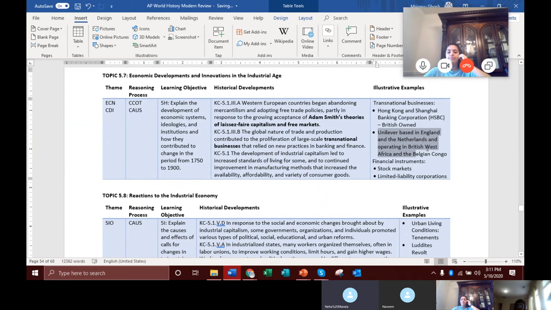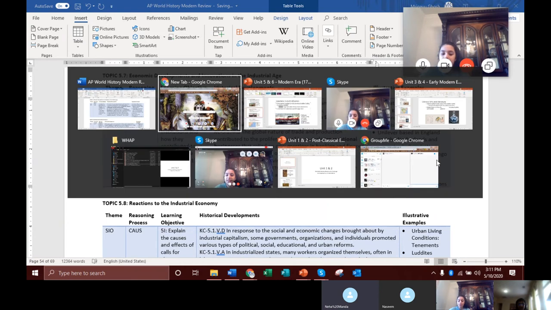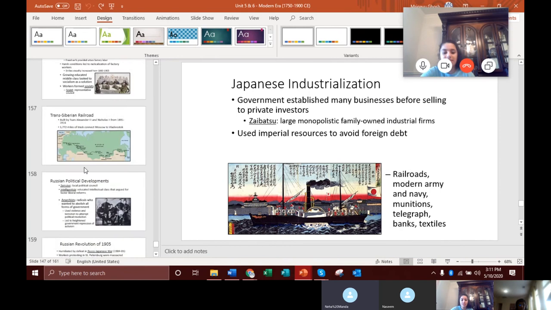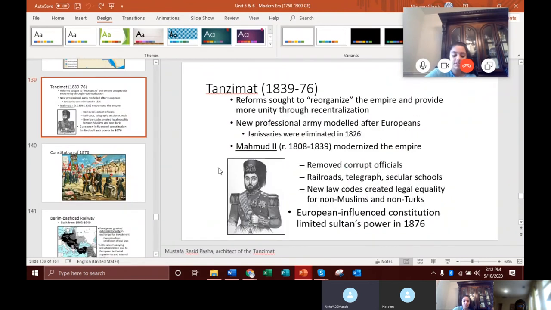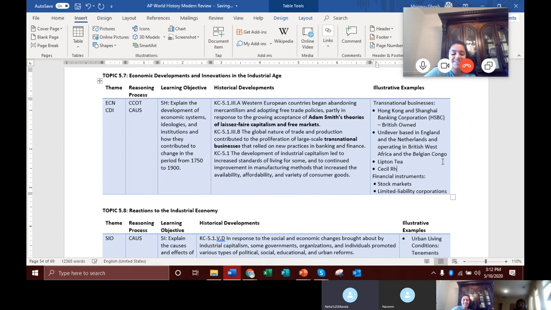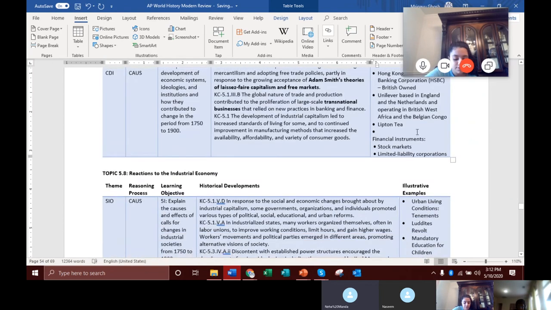Unilever, based in England and the Netherlands and operating in British West Africa and the Belgian Congo. We also saw Lipton Tea, right? Yeah, Lipton Tea. India. What about the soap? Do we need to talk about Cecil Rhodes? He was the founder of De Beers Diamonds, because he was the one who did the railroad project across Africa. We're talking about transnational businesses here. He founded De Beers, which was a transnational company. De Beers Diamonds. It's two words. De Beers, and then Diamonds.